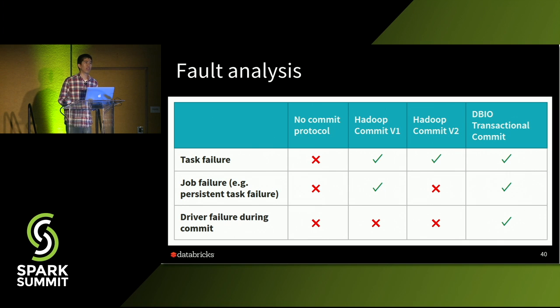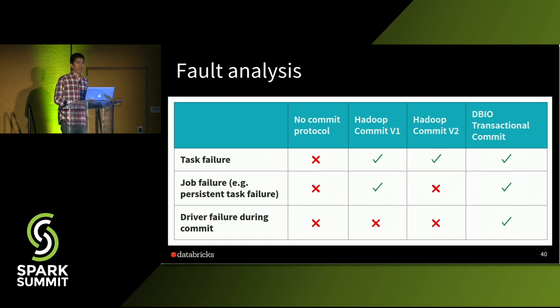Let's also do an analysis of how fault-tolerant this commit protocol is. We're going to compare different types of faults. The most basic kind of fault is a task failure, which Spark will automatically retry. And basically, any sort of commit protocol handles this.